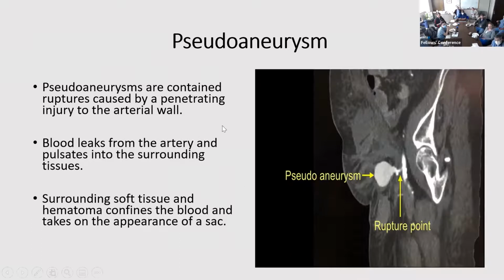This is a contained rupture. So what you're seeing here is not part of the vessel wall. What's happening is the blood is leaking out of the puncture site, and it's actually dissecting the soft tissue around it, and it gives an appearance of a sac. The surrounding tissue confines the blood there. There's usually some hematoma formation, and that's why you're going to see that saccular area. So that's not part of the vessel.